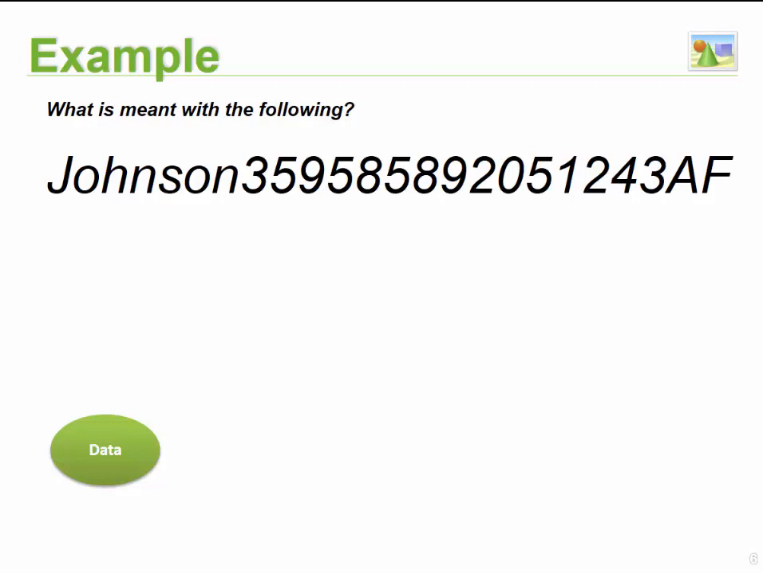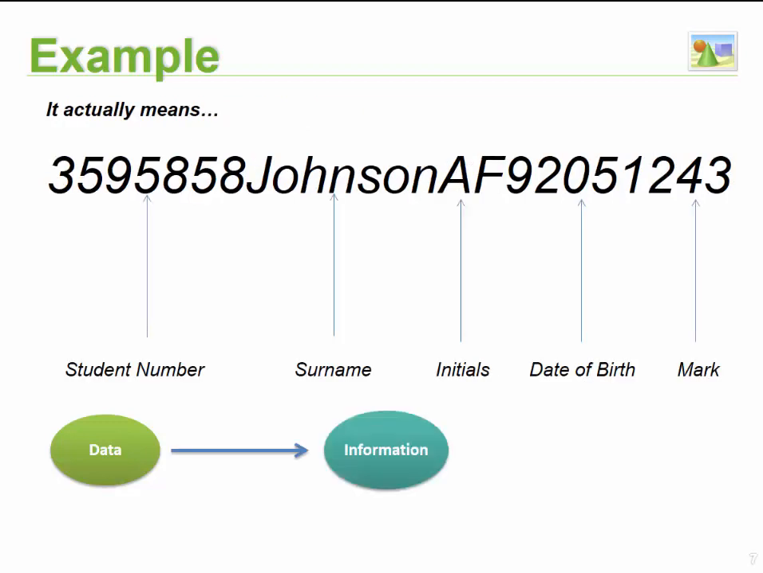So at this stage we've got random data, but we don't know what the meaning of that is. Now I'm going to turn it into information. If I tell you the following: the first section represents a student number, Johnson represents his surname, AF initials, 920512 is the date of birth, and then 43 is the mark. Do you guys see what I've just done? I've turned it into information. I've given it a little more meaning.